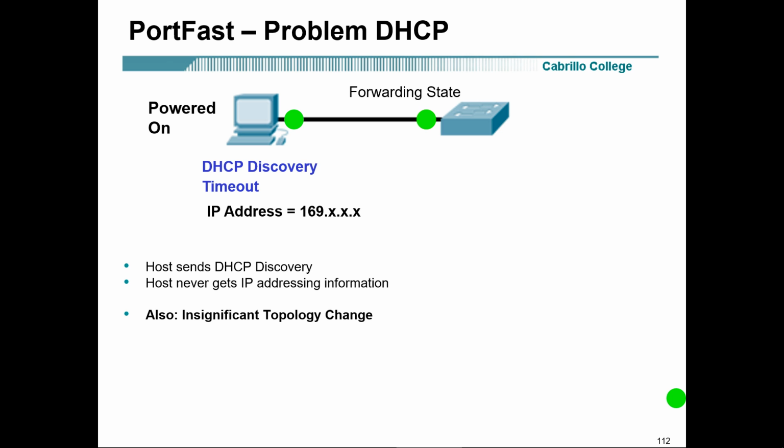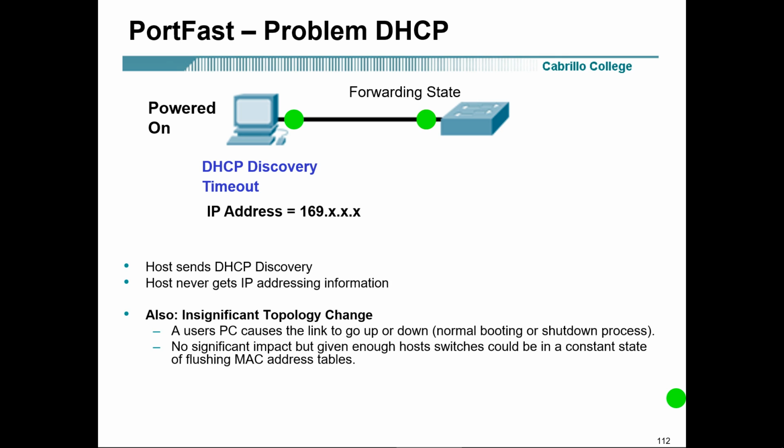Also, insignificant topology change. A user PC causes a link to go up and down, a normal booting or shutting down process, but that can trigger an insignificant topology change. No significant impact is given unless enough hosts cause the switches to be in a constant state of flushing the MAC address table if they're constantly going up and down. This could cause unknown unicast flooding.